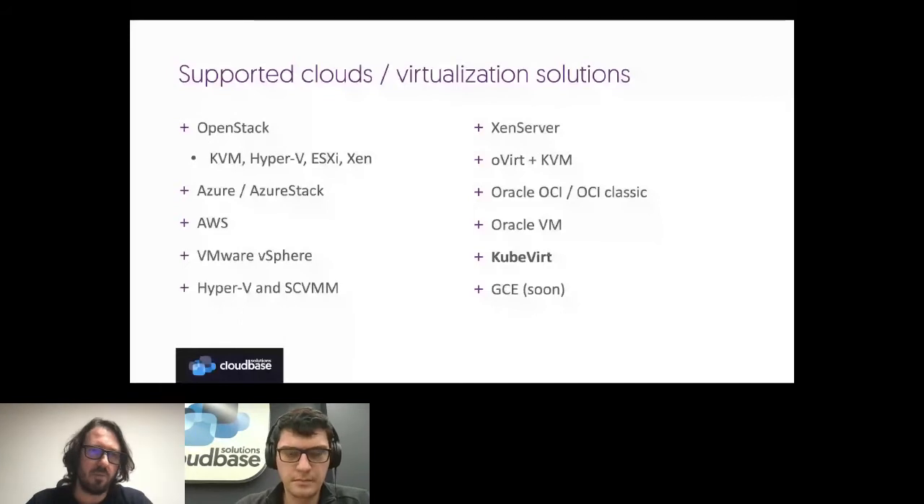That means, basically, talking about KubeVirt, that you can migrate your VMs from pretty much any of those source environments. So you have VMs on AWS, no problem. You can migrate them to KubeVirt. You have them in Azure, same.